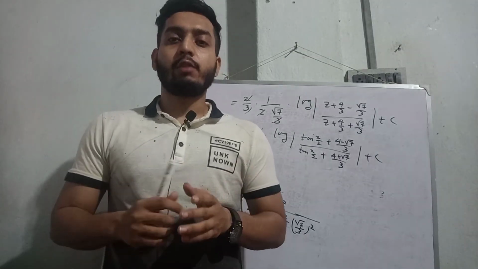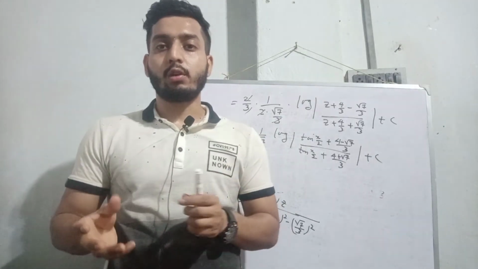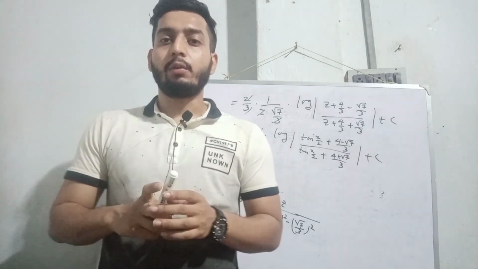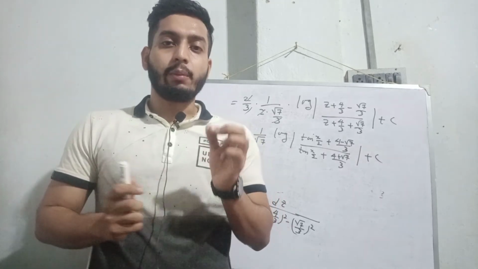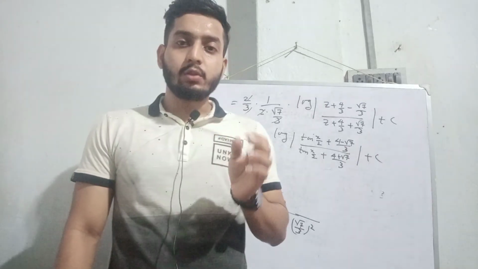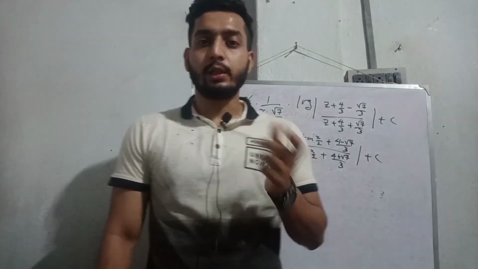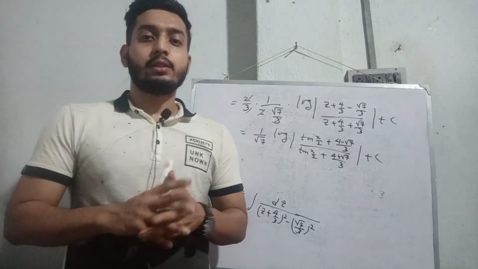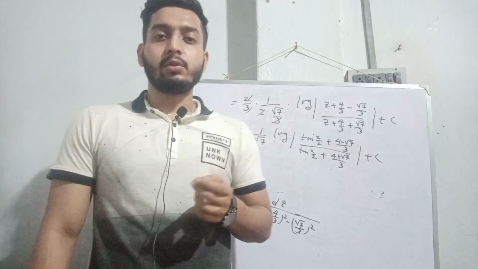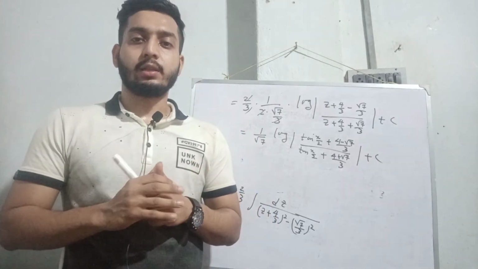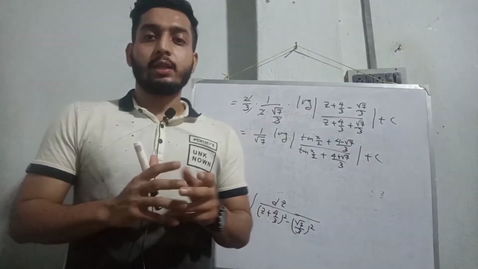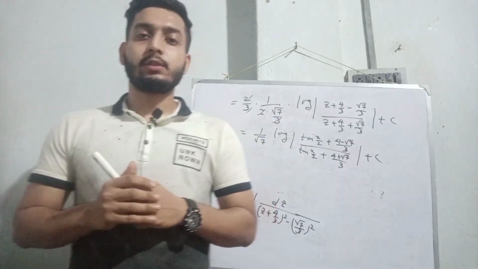Now similarly, we can find the integration of 1 by 3 plus 4 cos x, or 4 plus 5 cos x, or anything of the form 1 by a plus b cos x. We have to put the value of cos x, that is 1 minus tan square x by 2 divided by 1 plus tan square x by 2 there, and simplify it in such a way that the numerator becomes sec square x by 2, and take tan x by 2 as z there, and we will get the answer. So this is the way we have to find the integration of 1 by a plus b sin x or 1 by a plus b cos x types.